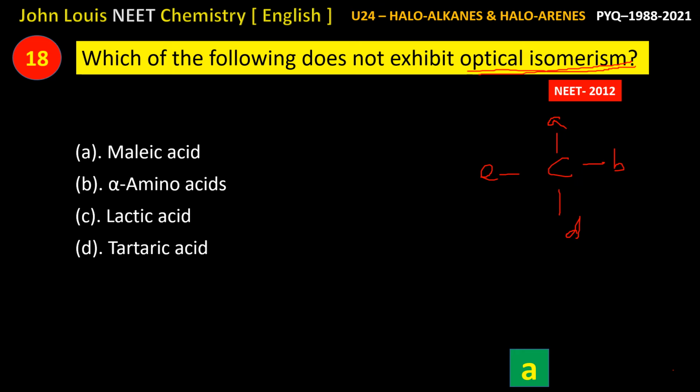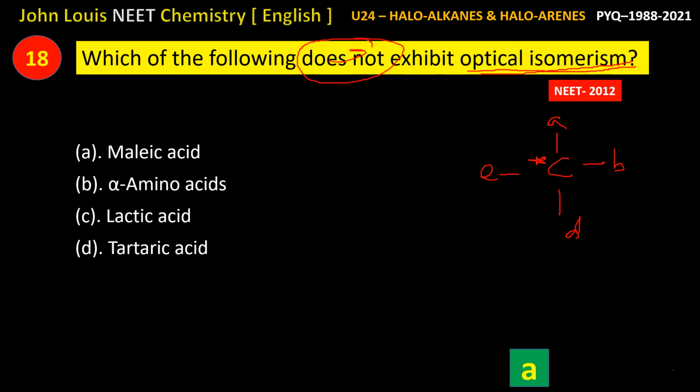All the 4 groups bonded to the carbon are different, then this carbon is called a chiral carbon. So anything not having this chiral carbon cannot exhibit it. Here they are asking which of the following does not exhibit, so we have to be careful. We have to write the structure of all these compounds and check whether each has a chiral carbon or not. If there is a chiral carbon, it will exhibit optical isomerism. The one which does not have it will not exhibit optical isomerism.